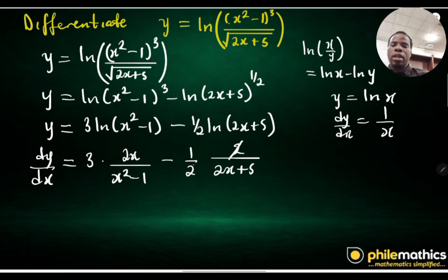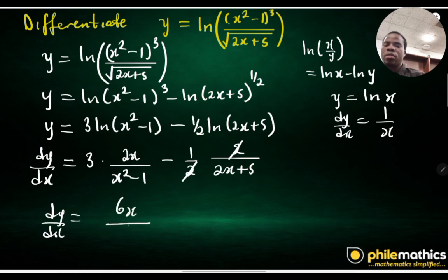So this 2 can go with this 2, and at the end of the day, our dy/dx we are looking for will give us 6x over x squared minus 1 minus 1 over 2x plus 5.